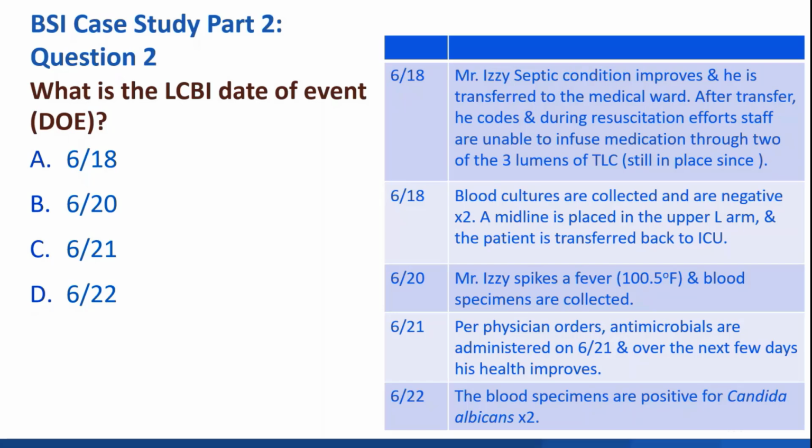Hey, Marissa, we're seeing mostly D's and a handful of B's coming in on the chat. Okay, so let's go over this because this could be a little tricky and I could see why you guys are probably picking 6/22. So let's go over to the rationale.